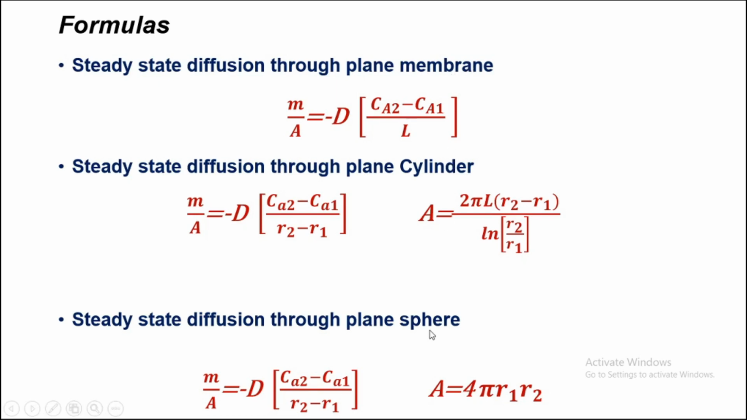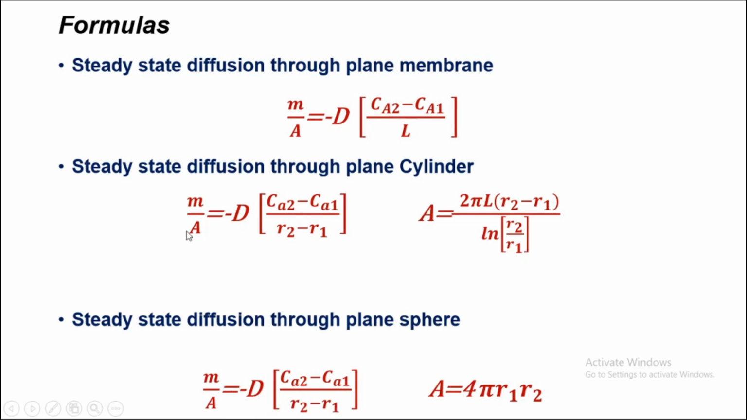Now we move on to some formulas for finding the steady state molecular diffusion in plane membrane, cylinder and sphere. From the last slides we derived these formulas. So this is the basic formula. The same formula is applicable here for the cylinder, where the thickness of the membrane is replaced by the radius, that is R2 minus R1. In the same way, the same formula is also used for the sphere, that is m by A is equal to minus D into Ca2 minus Ca1 divided by R2 minus R1.